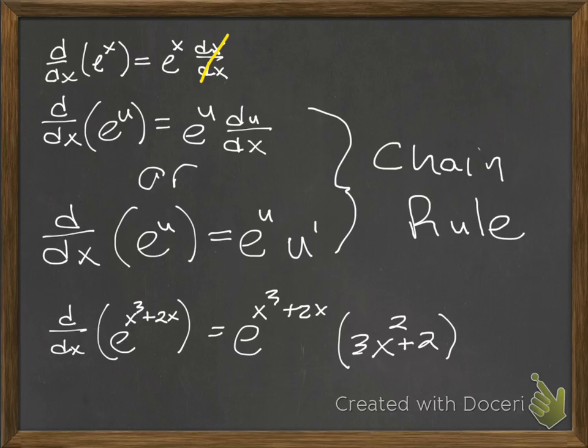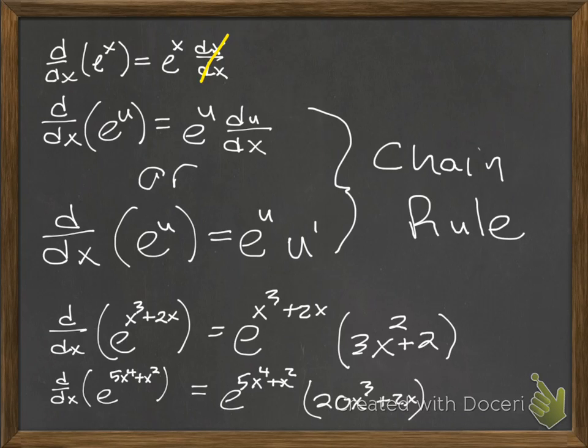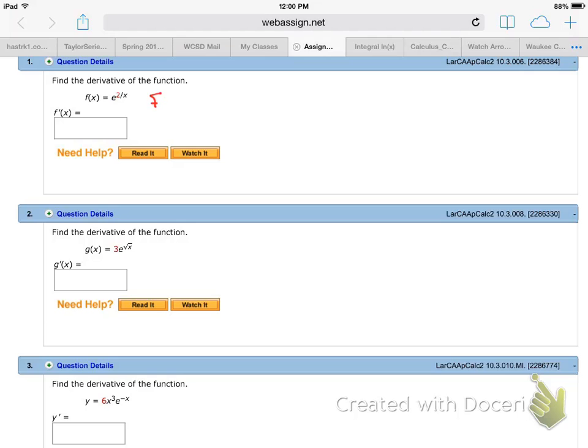You rewrite it, e to any function, times the derivative of that thing in the exponent. So, here's one more quick one. 5x to the fourth plus x squared is in the exponent of e. The derivative, you rewrite it first, then the derivative of the exponent. Done. And I'm not going to worry too much about simplifying yet. There are ways that we usually factor out things when we're simplifying when e is present. But right now, keep it simple.